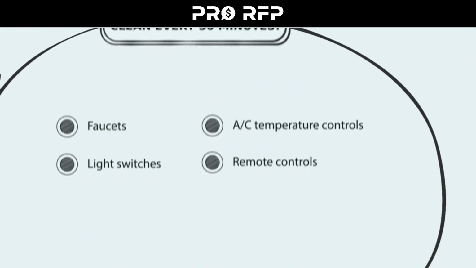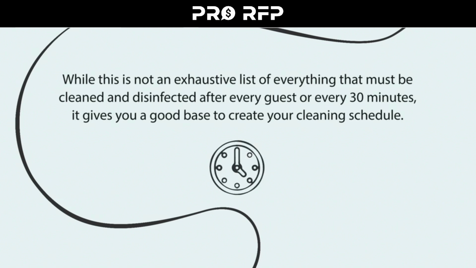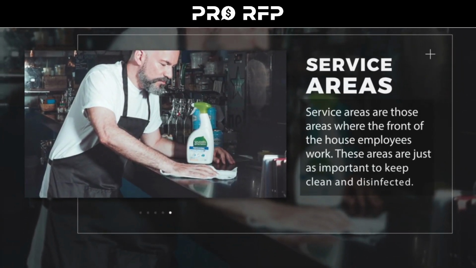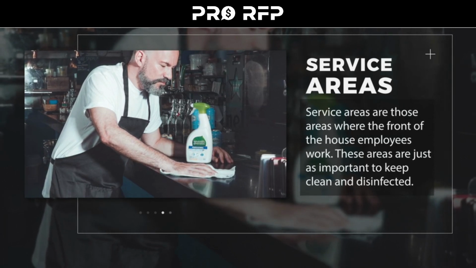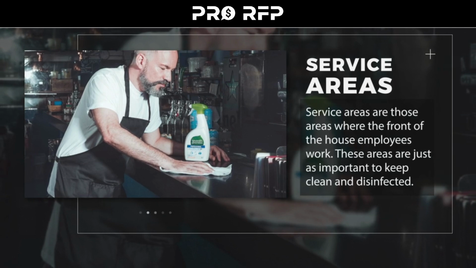While this is not an exhaustive list of everything that must be cleaned and disinfected after every guest or every 30 minutes, it gives you a good base to create your cleaning schedule. Service areas. Service areas are those areas where the front of the house employees work. These areas are just as important to keep clean and disinfected.